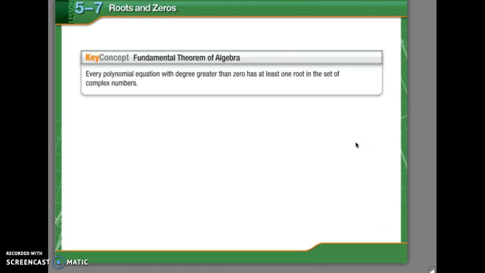The fundamental theorem of algebra, this is a key concept. This says that every polynomial equation with degree greater than 0 has at least one root in the set of complex numbers. This just means that every equation has at least one root, one answer. It might be an imaginary number, it might be a real number, but there's always at least one answer.